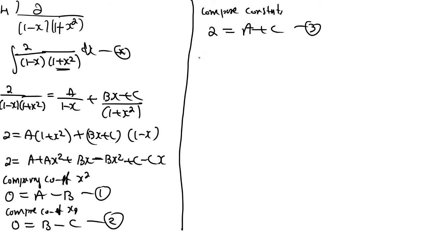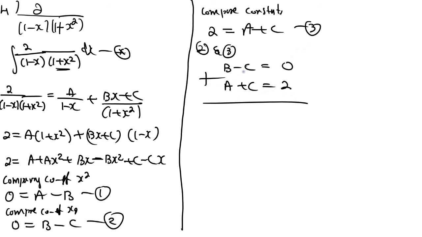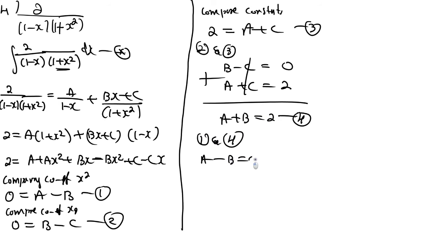Now solve 2 and 3. Equation 2 is b minus c is equal to 0, equation 3 is a plus c is equal to 2. If you add, plus c minus c gets cancelled, so a plus b is equal to 2; take it as equation 4. Now solve 1 and 4. Equation 1 is a minus b is equal to 0, equation 4 is a plus b is equal to 2. Now see, plus b minus b gets cancelled, 2a is equal to 2. This implies a is equal to 1.